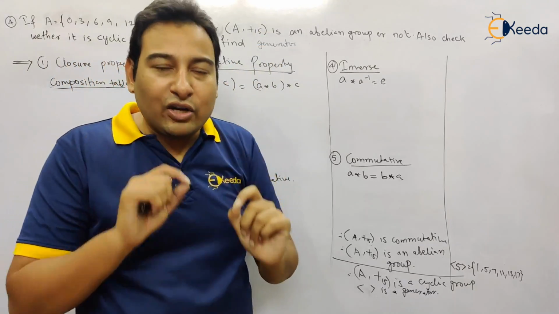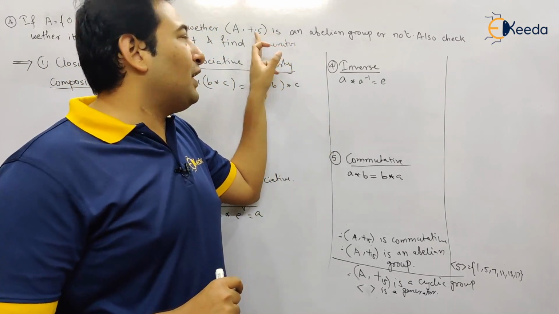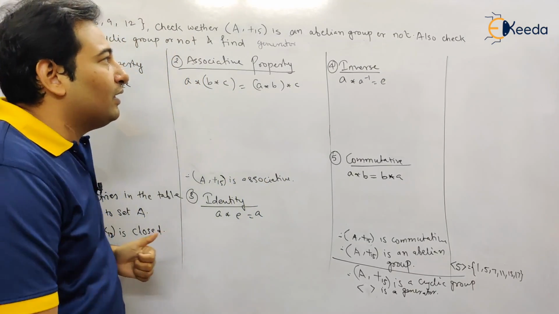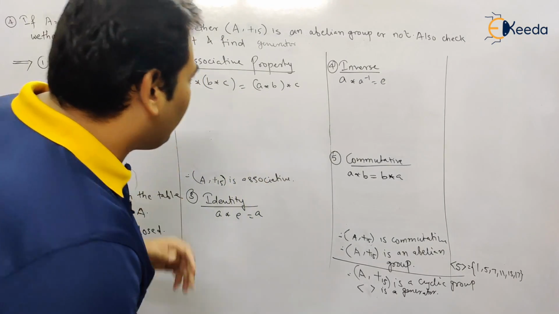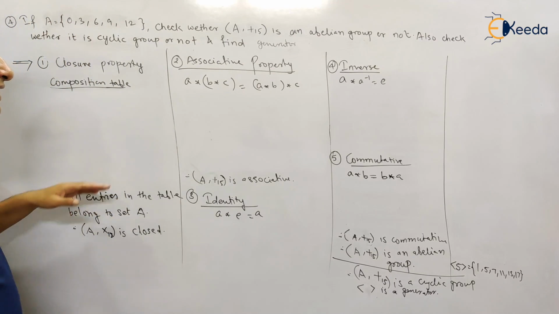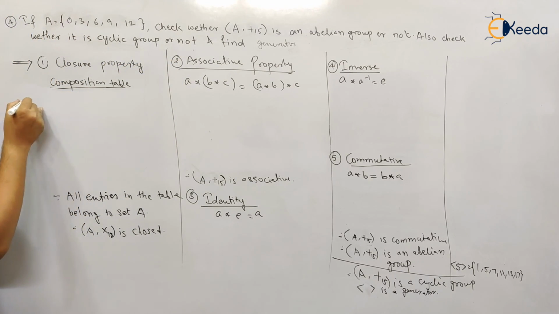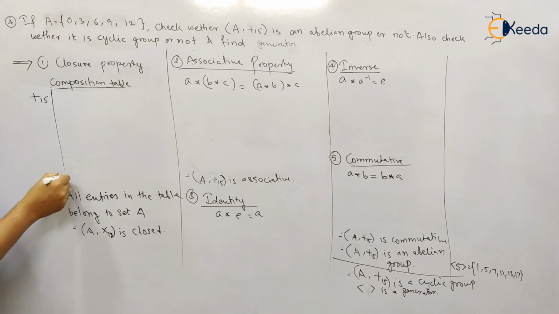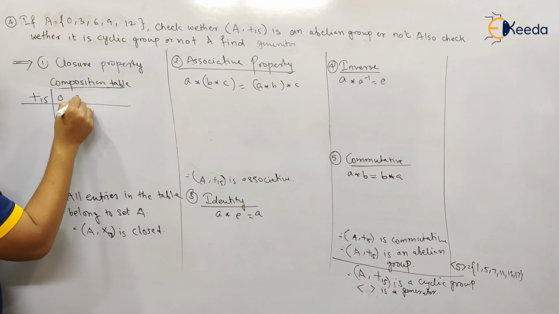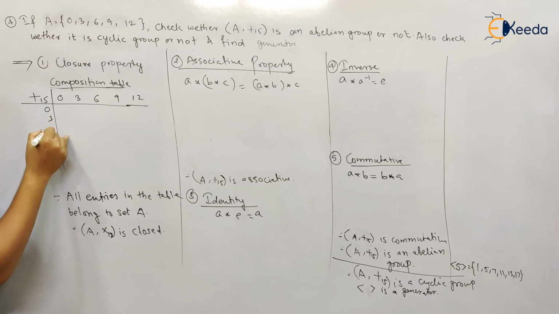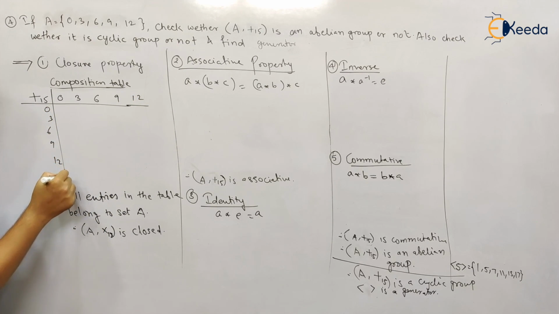That means you add two numbers, divide by 15, and the remainder is your answer. We need to check whether it is an abelian group or not, whether it is a cyclic group or not, and we need to find its generator. So let us start. First of all, let us fill the composition table. The elements are 0, 3, 6, 9 and 12.